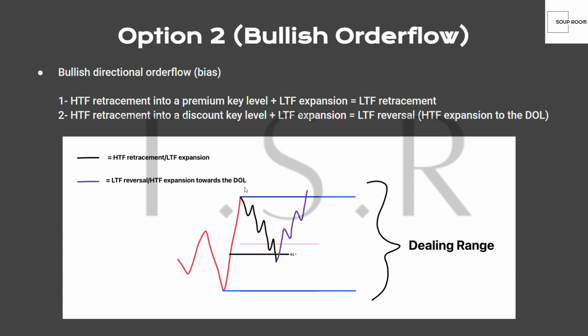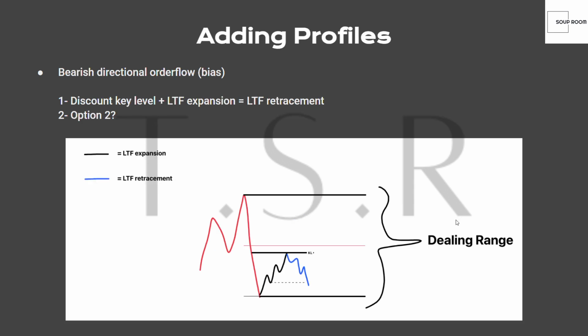So instead of price retracing to a key level in the premium, price instead expands on the lower time frame towards a key level in a discount. After an expansion comes what? A reversal. Reversal off of the key level, turtle soup, entry long, expansion coming next on the higher time frame, reversal coming from the lower time frame. Okay? Very straightforward. Now, let's talk about the bearish directional order flow.